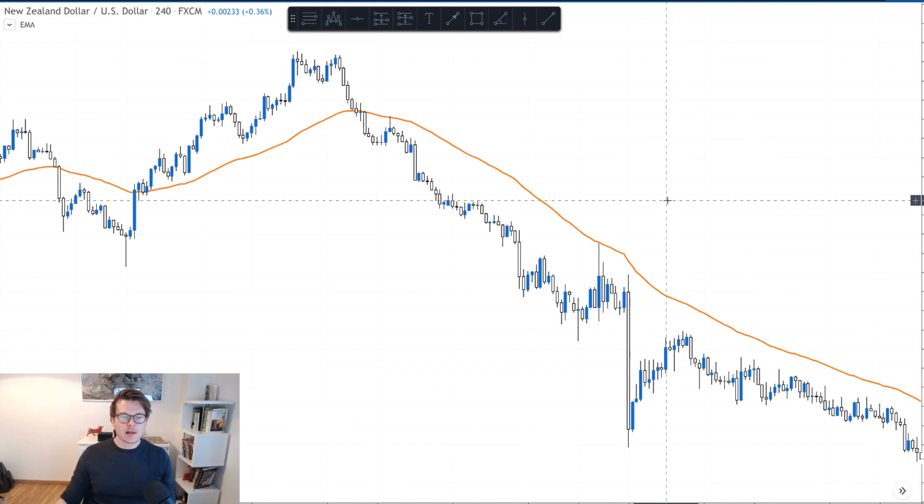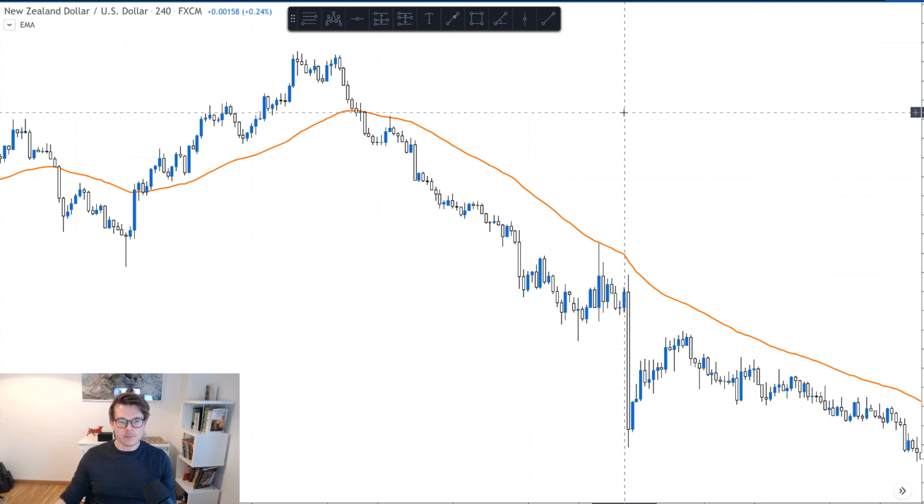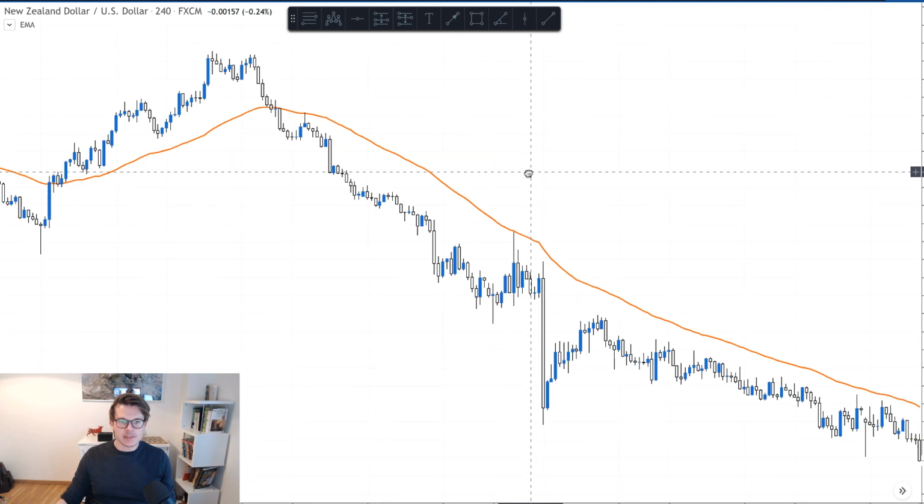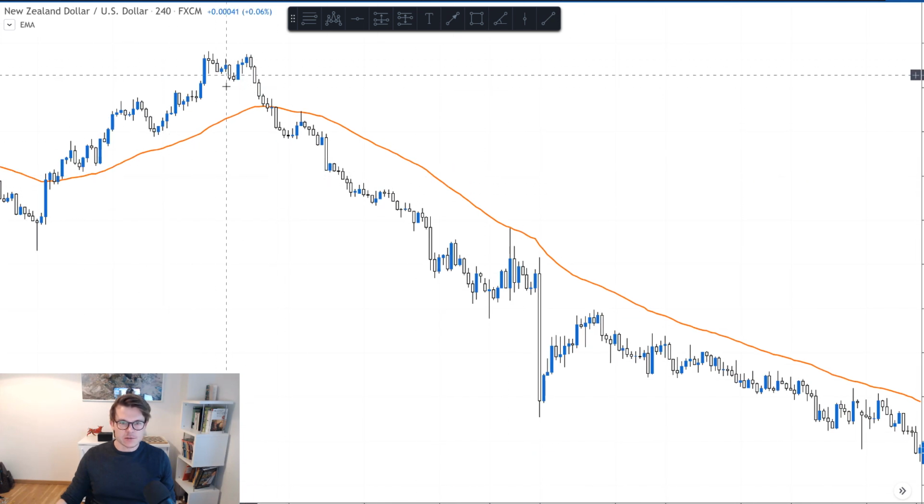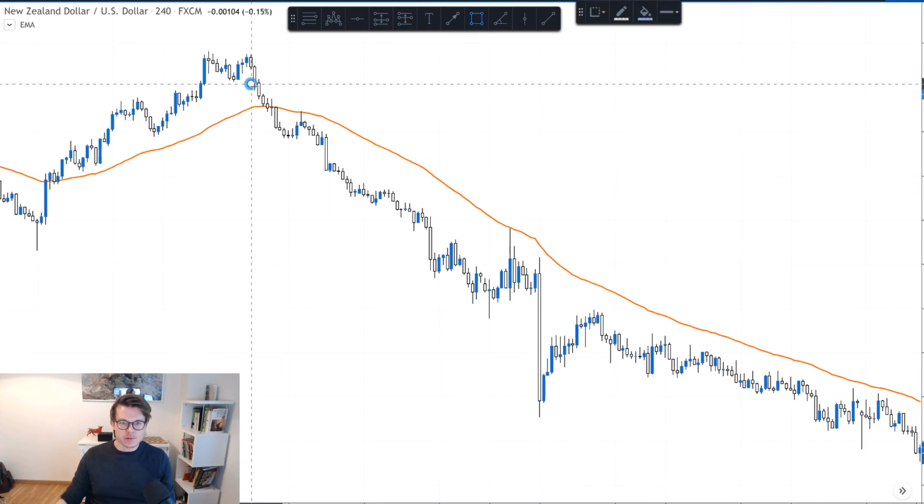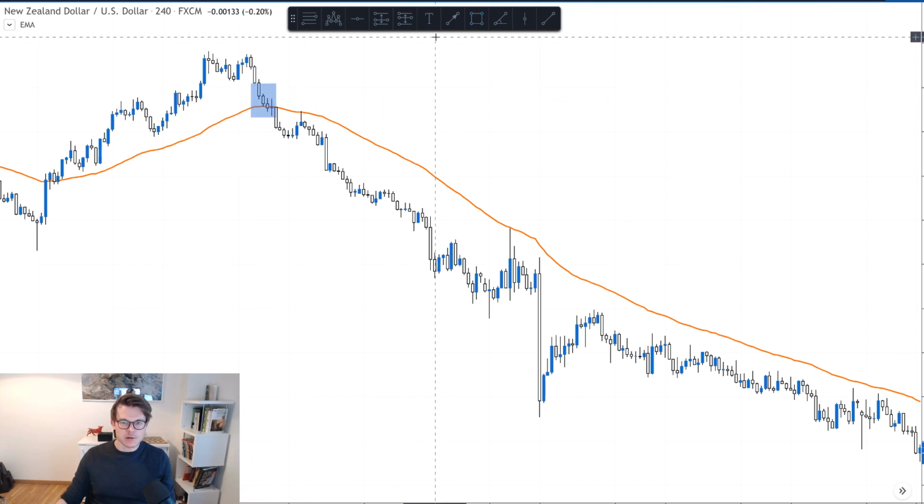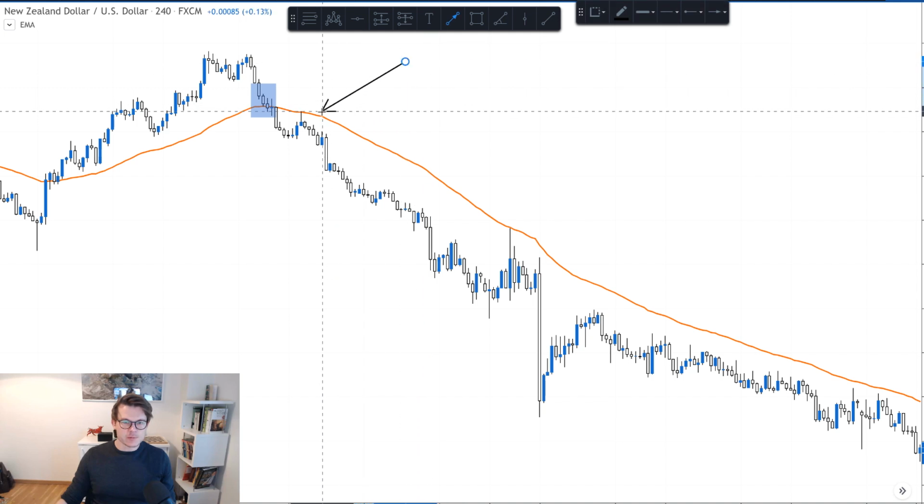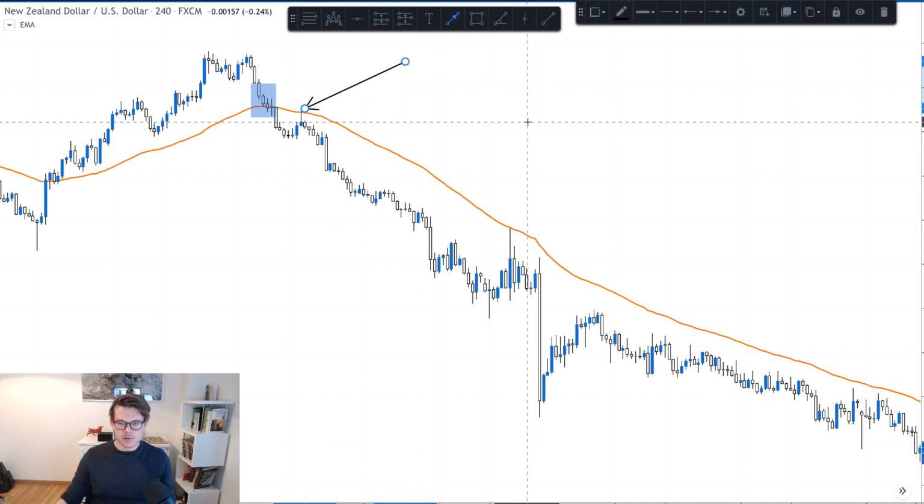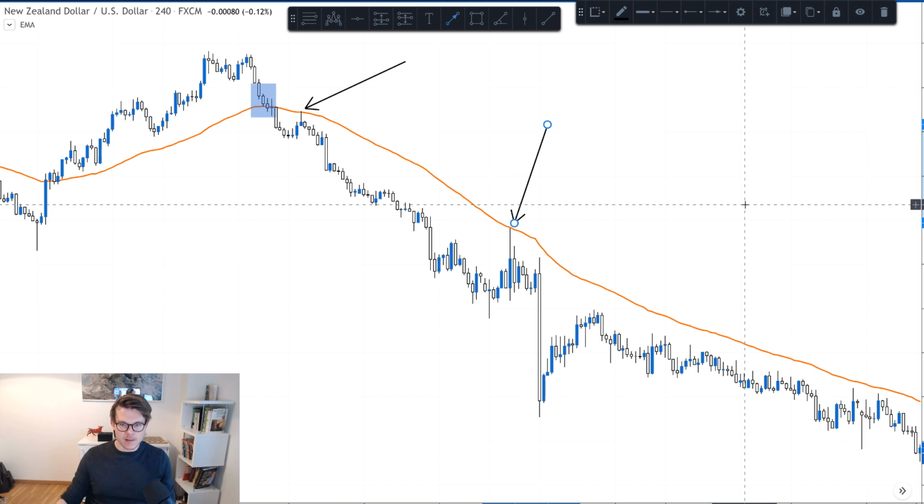So in this example, I applied a 50 period exponential moving average. It doesn't really matter. You can use long-term or short-term moving averages. It really depends on what type of trading strategy you want to have. And the principle is that you wait for the market to break a moving average, which happened here, to show you that the market is moving into a new direction. And then you wait for the market to move back into the moving average, which it did here and here.